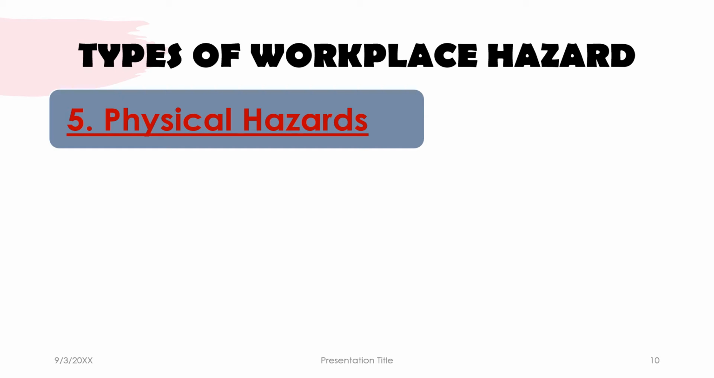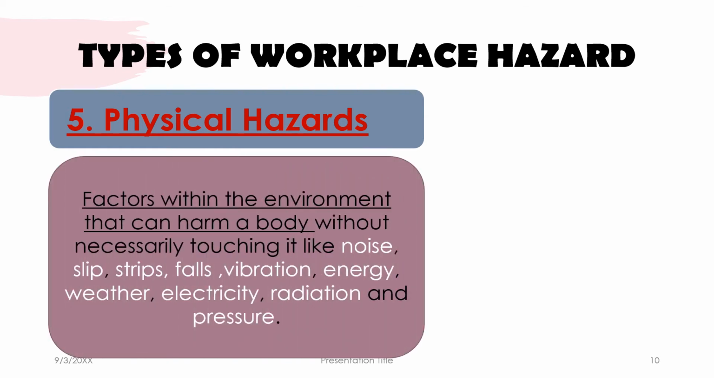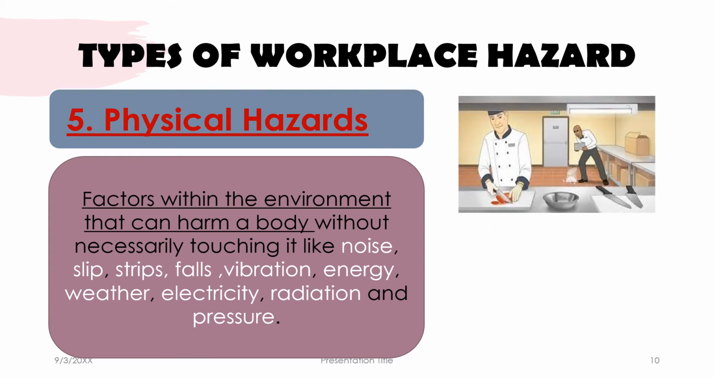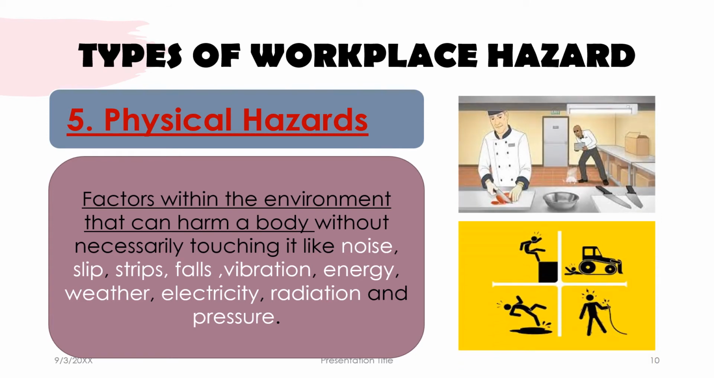Number 5, physical hazard. Physical hazard is factors within the environment that can harm a body without necessarily touching it, like noise, slips, trips, falls, vibration, energy, weather, electricity, radiation, and pressure. For example, the wet floor. So wet floor is an example of physical hazards.